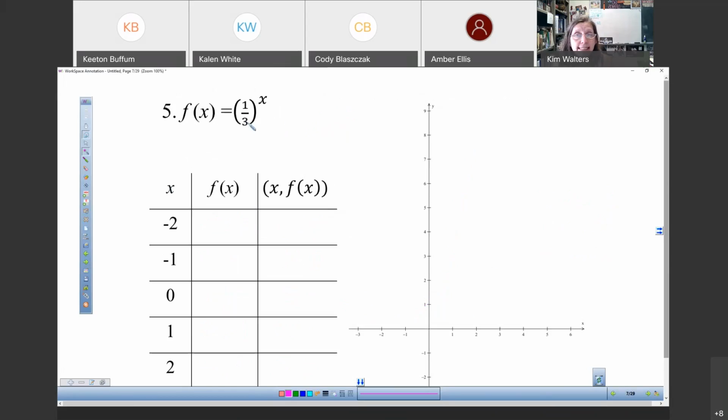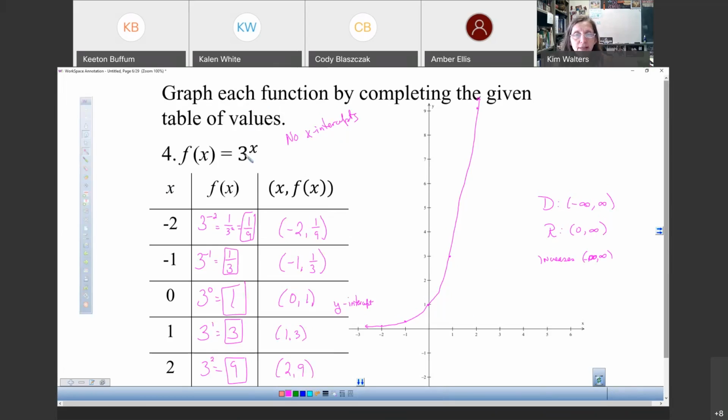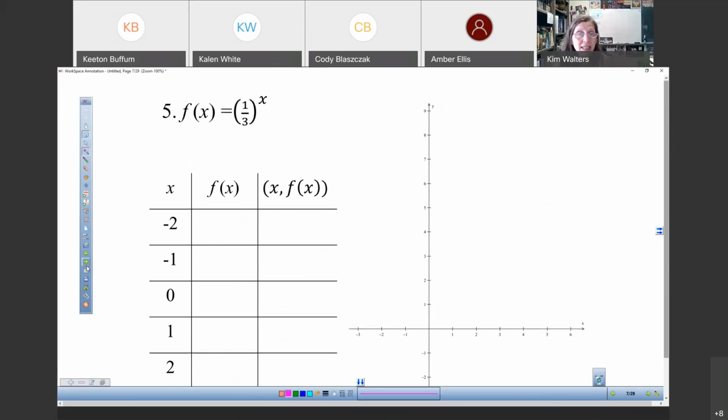Notice that this is the same number, except this is now 1/3 to the x power, where this was 3 to the x power. That's going to make a big difference, okay? So I'm going to do exactly the same thing, and I chose 3 for both the 1/3 and for the whole number because I wanted you to see what happens with the very similar base.